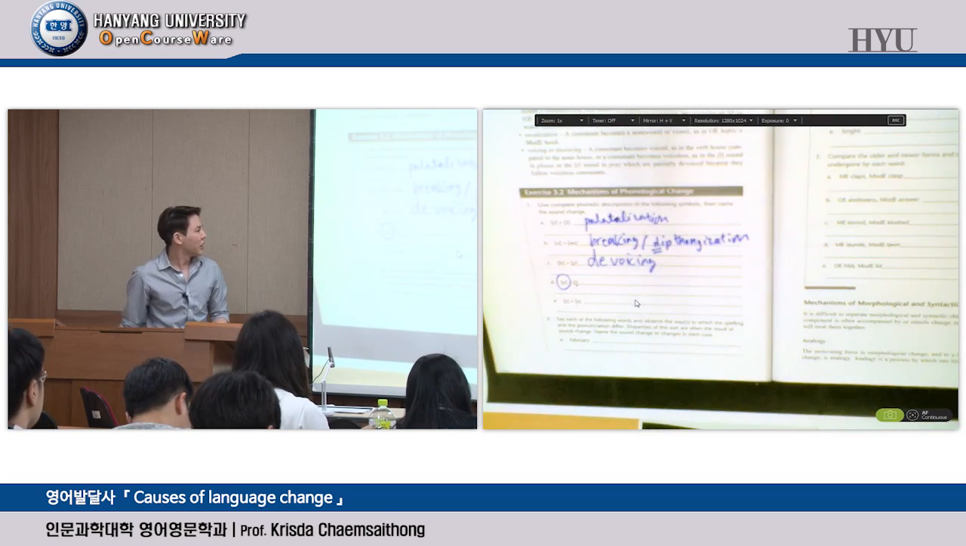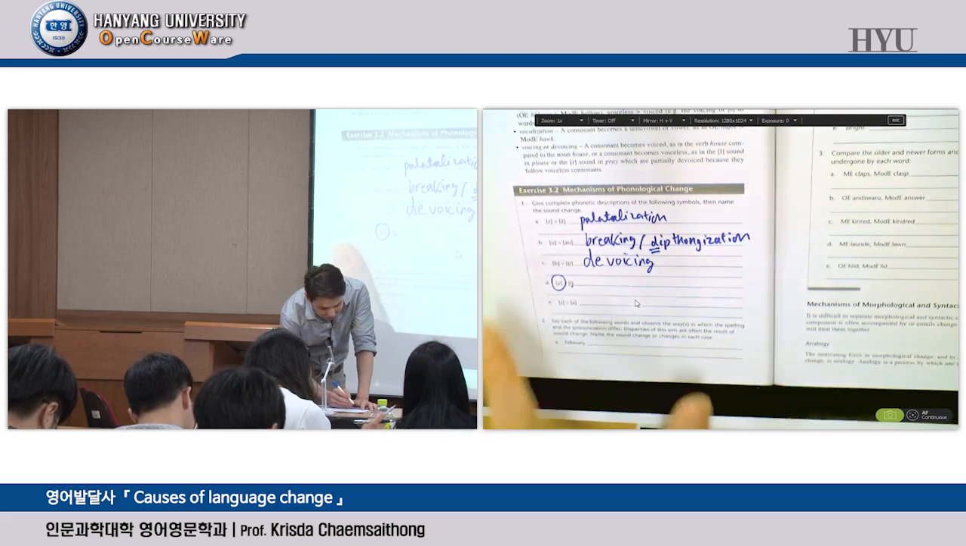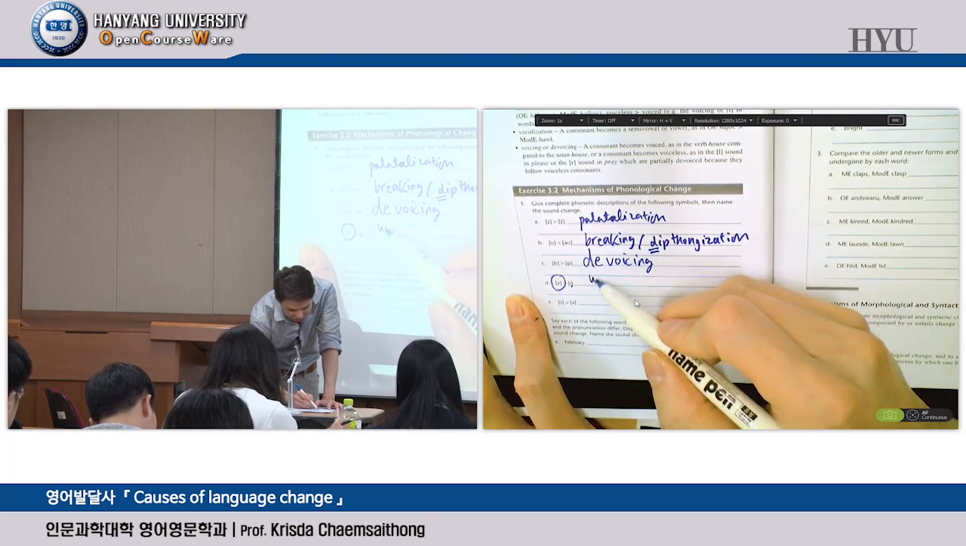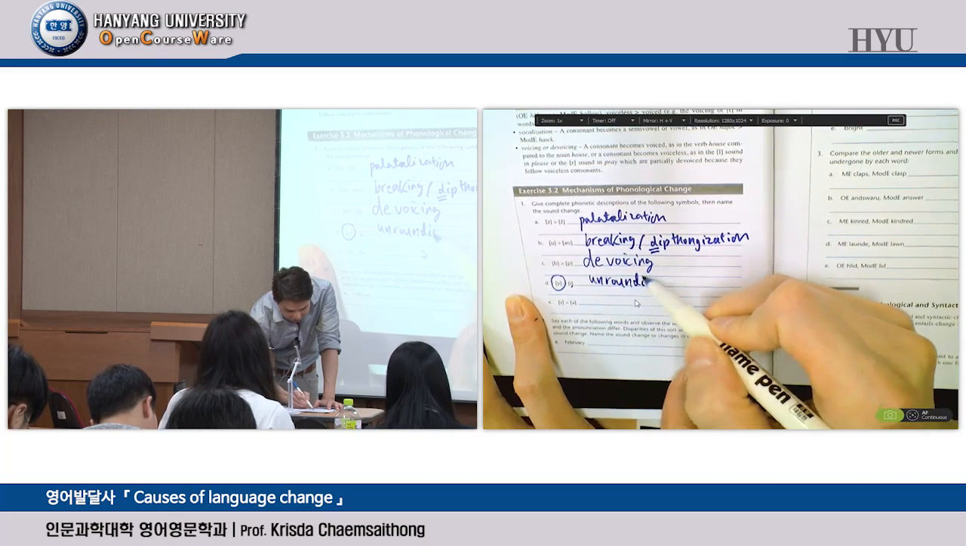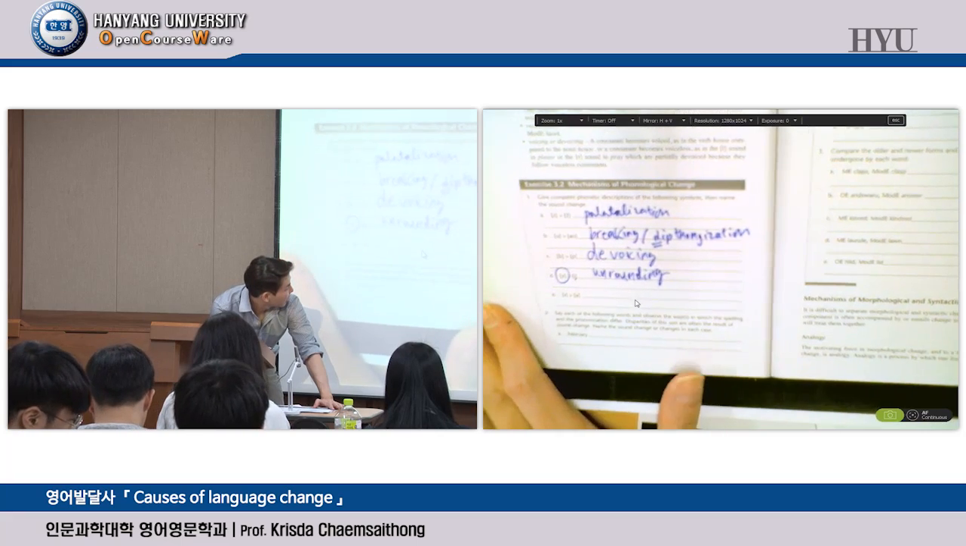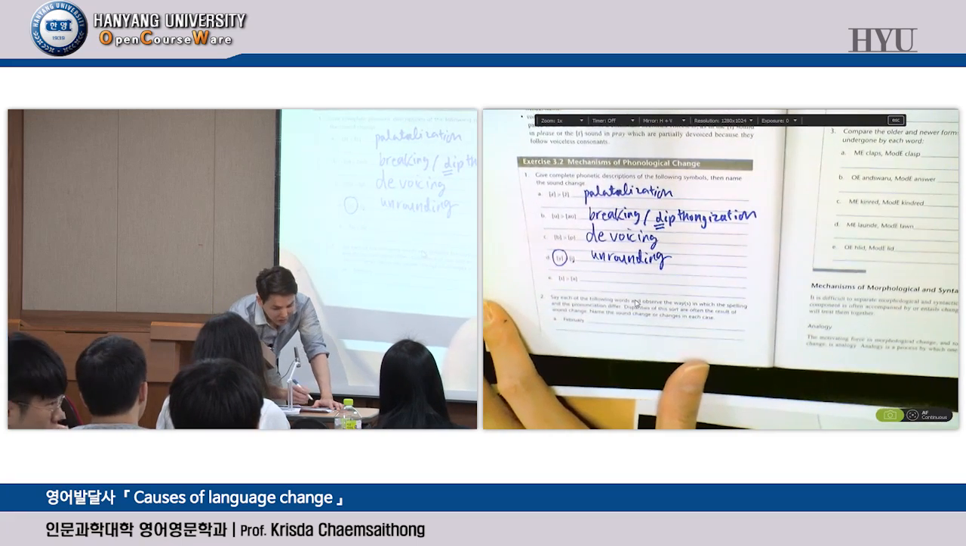And number D, dog, rounded goes to unrounded, so we have unrounding. And number E, vowel reduction.